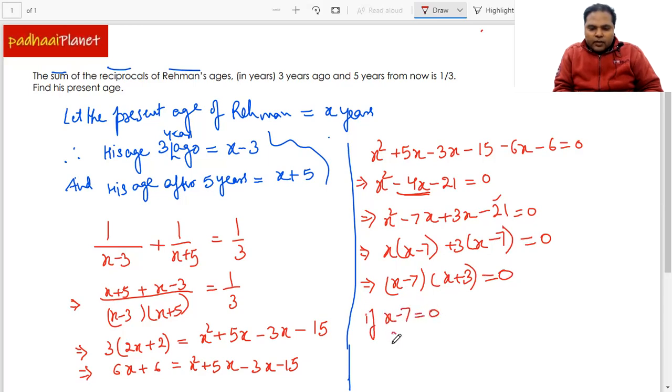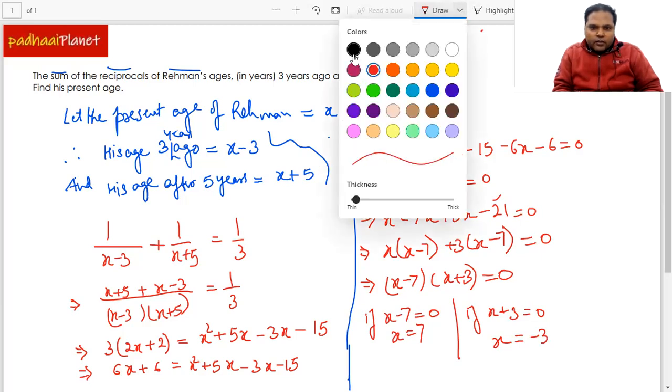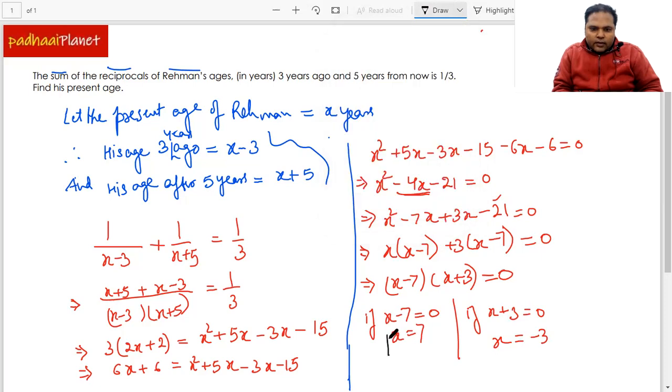Now with these two factors, we can easily say that if x minus 7 is equal to 0, then x is equal to 7. Or if x plus 3 is equal to 0, then x is equal to minus 3. So we have got two solutions of x. One is x equal to 7 and the other is x equal to minus 3. Now we've got two solutions because we are solving a quadratic equation.